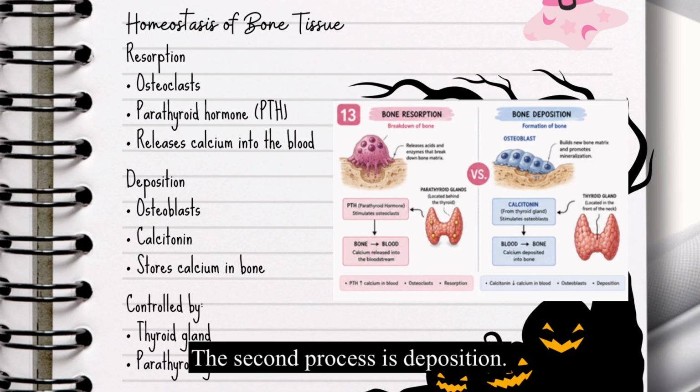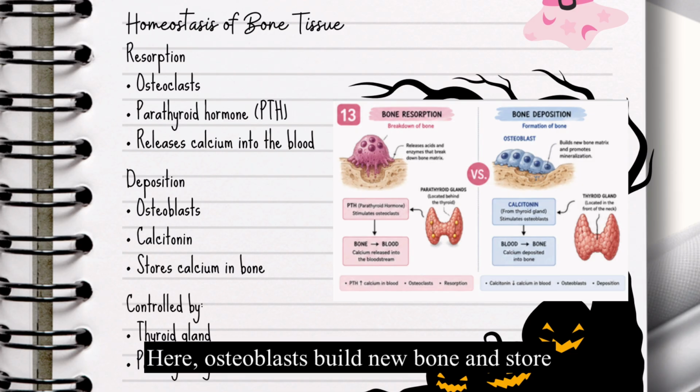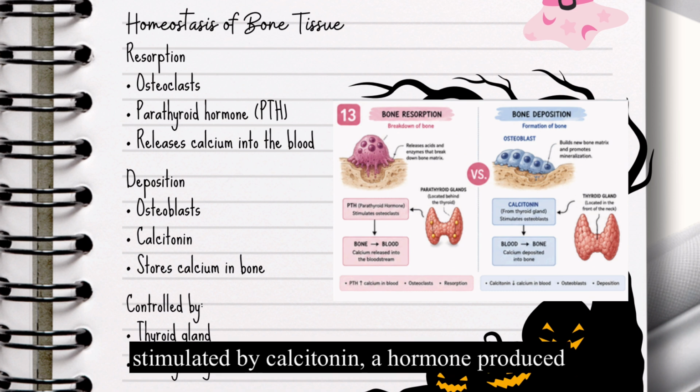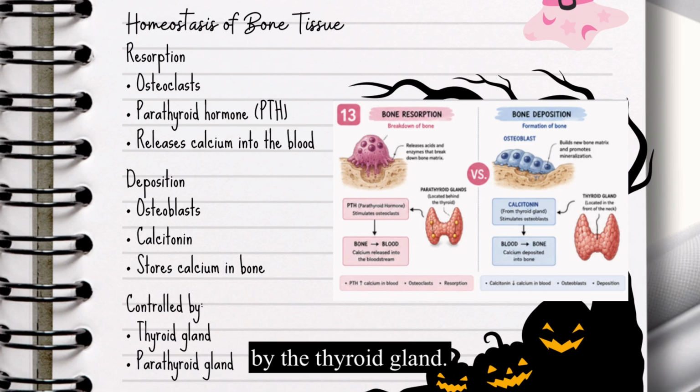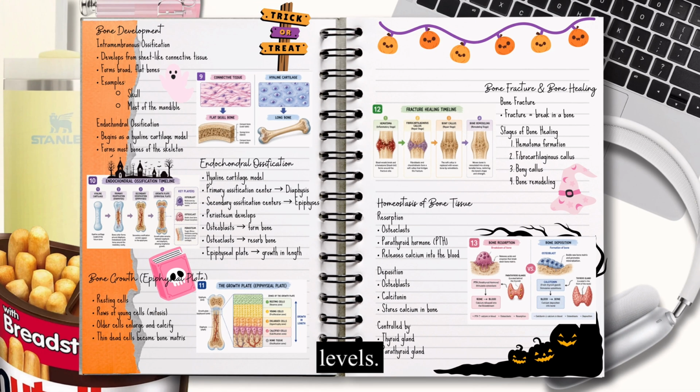The second process is deposition. Here, osteoblasts build new bone and store calcium back into the bone. This process is stimulated by calcitonin, a hormone produced by the thyroid gland. Together, these processes continuously remodel bone and help regulate calcium levels.